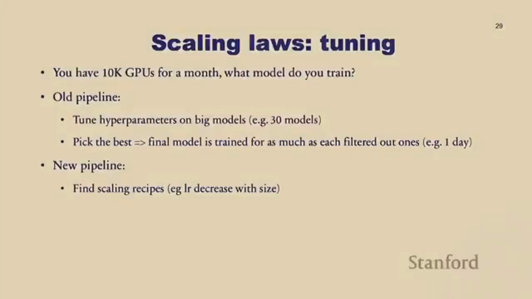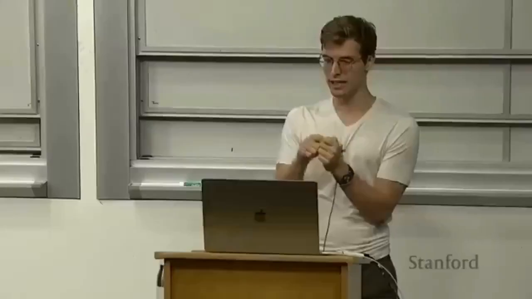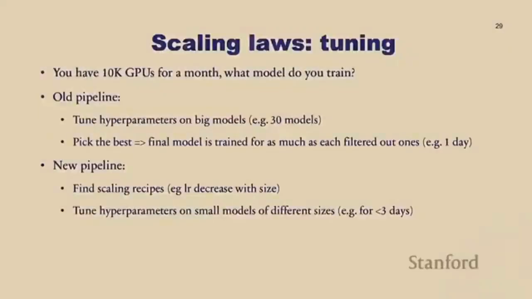The new pipeline is that you first find a scaling recipe. So you find something that tells you, for example, one common thing is that if you increase the size of your model, you should decrease your learning rate. So you find a scaling recipe such that you know if I increase the size of my model, here's what I should do with some hyperparameters. Then you tune your hyperparameters on smaller models of different sizes. Let's say for 3 days of my 30 days, I will train many different models and do hyperparameter tuning on these small models, each of different sizes.